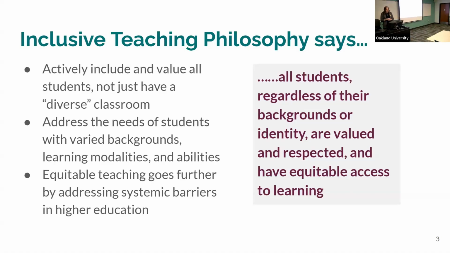If we think about this concept of equitable teaching, which often goes hand in hand with inclusive teaching, what the University of Michigan describes is really a step further, where we take an active role in addressing systemic barriers in higher education. So what we're doing today is one of these examples where we're trying to change our culture on campus to really make sure that everyone understands what inclusive teaching really means and how we can do that effectively in the classroom.